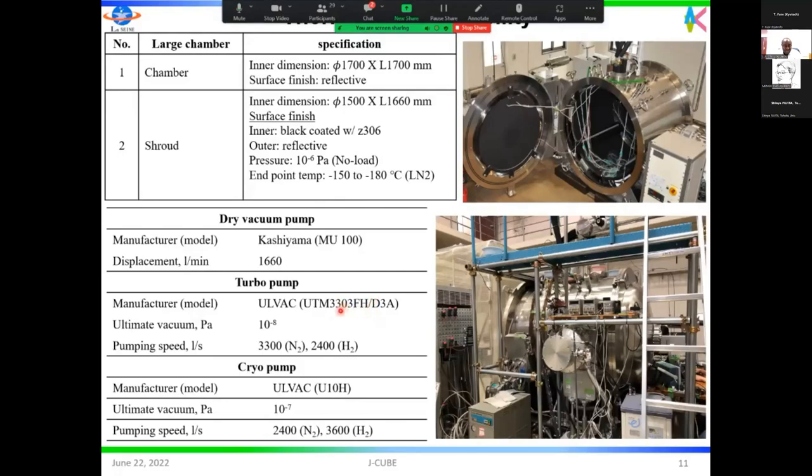So our big chamber is equipped with a scroll pump. And then also we have a turbo pump that is capable of a pumping speed of 3,300 for nitrogen and 2,400 for hydrogen. And then we also have a cryo pump, and both pumps are able to deliver the ultimate vacuum pressure that you would require for your subsystem or for your entire satellite.